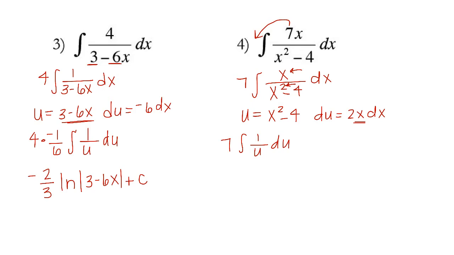du, and then let's check and see if the value of du was 2x dx, but notice we only had x dx, so I'm going to have to multiply by a half out here to maintain the value. And now we're ready for our answer. So we have 7/2 natural log absolute value of x squared minus 4 and then plus c.